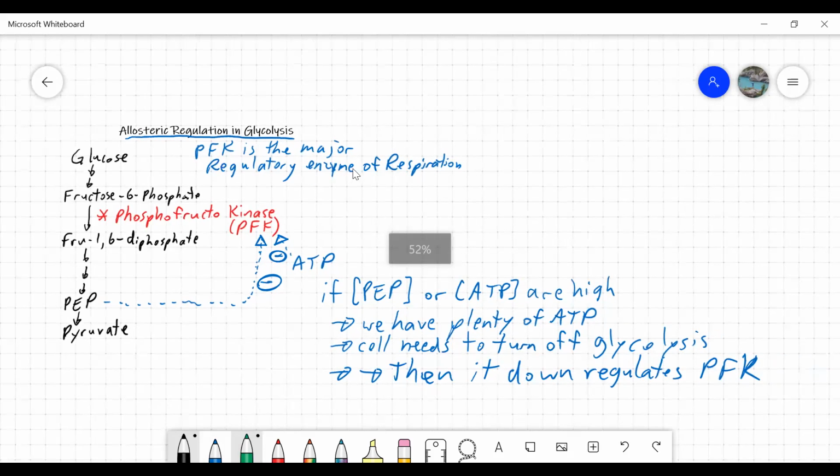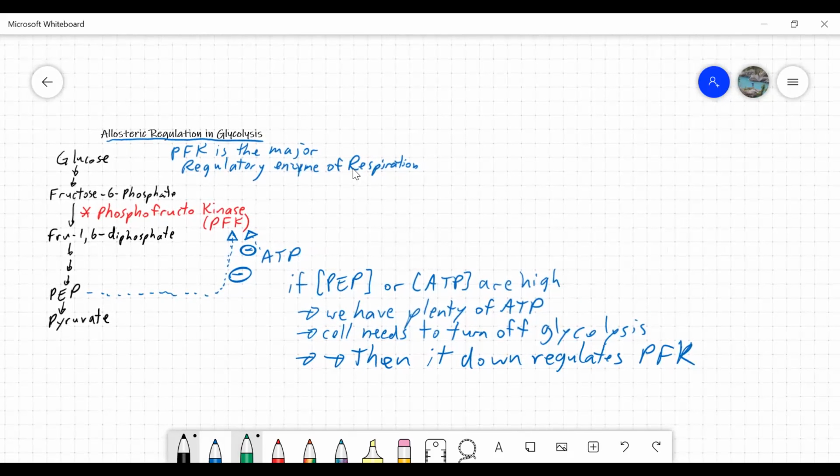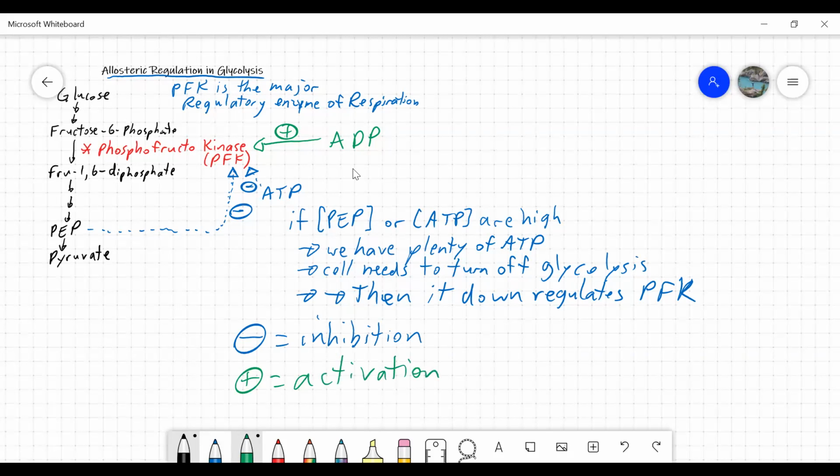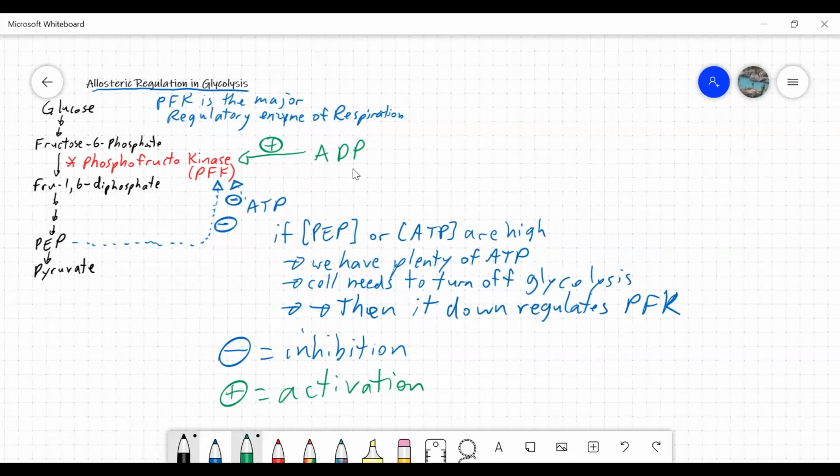And so I'm just going to shrink this whole thing so I have lots of room to write. And what I'm going to do is put ADP over here. I'll use a different color, and I'll use a plus. Plus meaning we're turning the whole thing on. So let me just put a legend here. Negative means inhibition. Positive means activation. Okay, so our note in green, I'm going to just write it up over here.